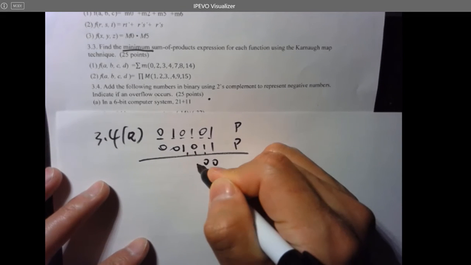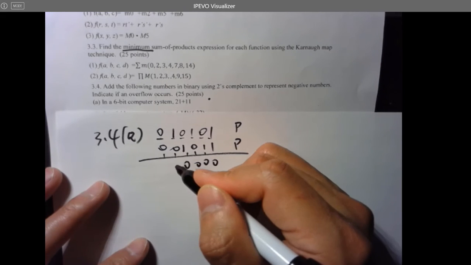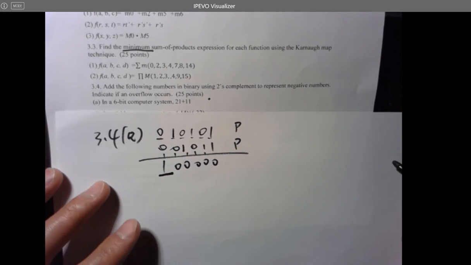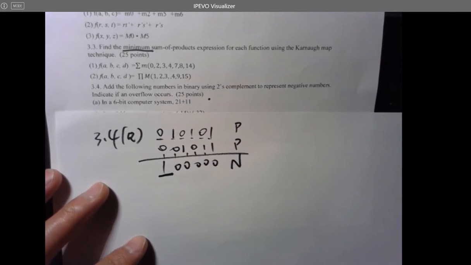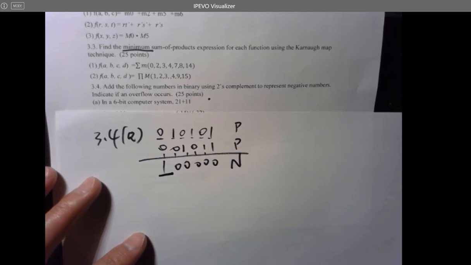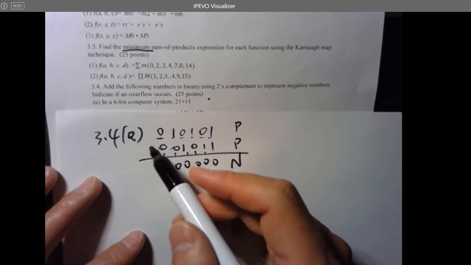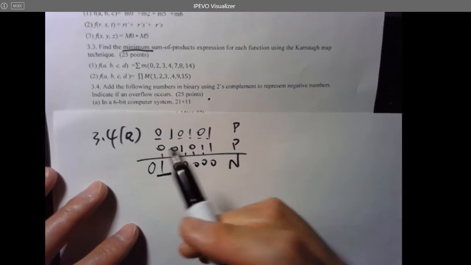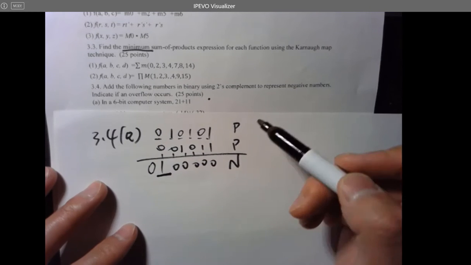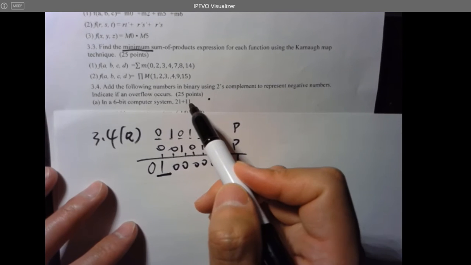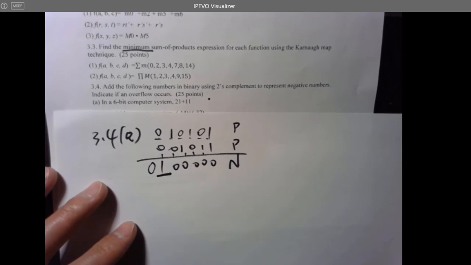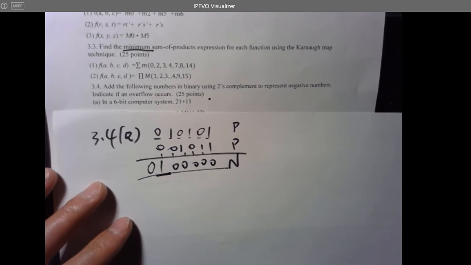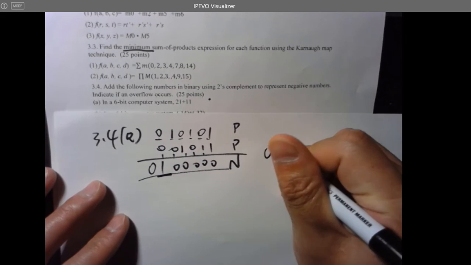0, 0, 0, 0, 0, 1. Oops. Look at the MSB. It's a negative number. So what do you want to do? You want to adopt the front bit. Use it. Because only when you use it, you get a positive number. Because 21 plus 11 can never be a negative number. It's going to be 32. You need a 0 in the front to show a 32 to the computer. So overflow occurs.